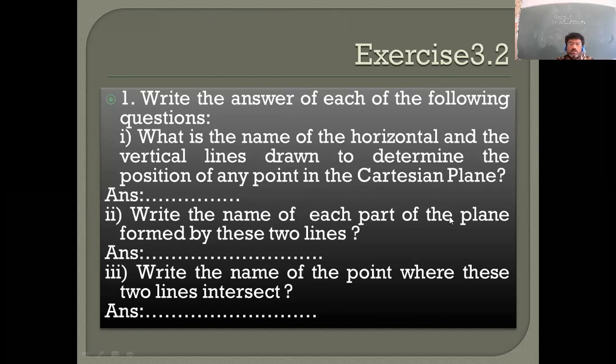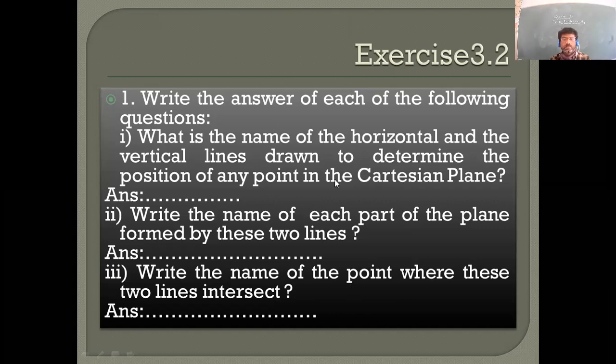Write the name of each part of the plane formed by these two lines. When two lines are formed, four parts are formed. What is the name of each part? You have to write. What is it? Answer is quadrants.